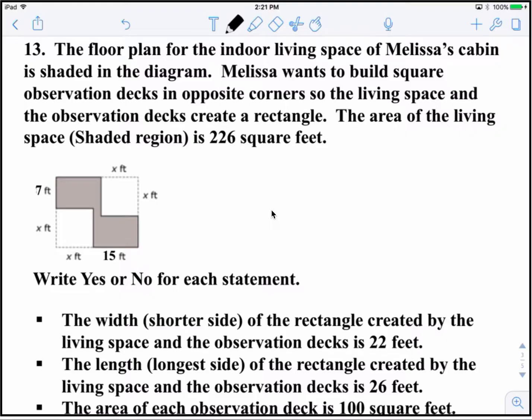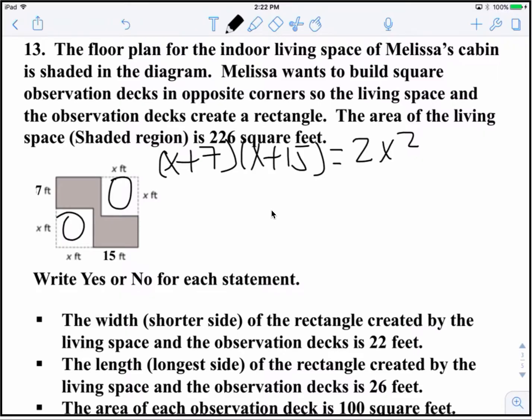Well, if we look at our diagram, we can figure out the area. So the area is x plus 7 times x plus 15, and we see that this is equal to the observation deck plus the living area. The observation deck is 2x squared because we have this area and this area, plus we're given that the living area is 226 square feet.